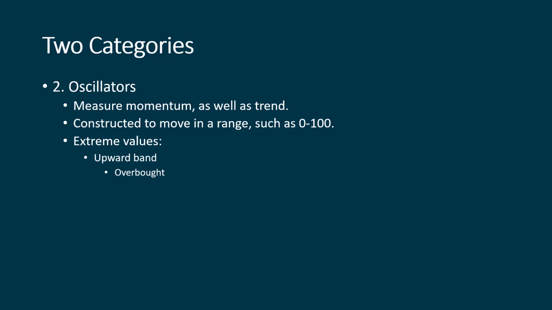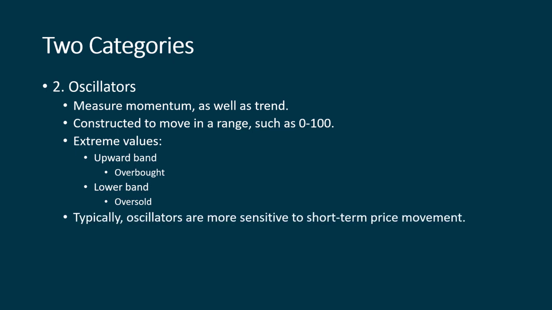You might hear on the videos that I do where I'm constantly saying we're in overbought territory or we're in oversold territory. It doesn't mean that we're overbought or oversold in the sense that a trigger has been initiated. It just means we're in that territory. Our oscillators are showing some kind of an extreme reading, and we need to keep an eye on that. Then we have the lower band when prices are really falling, but they may fall too far too fast and become oversold. Typically, oscillators are more sensitive to short-term price movement.